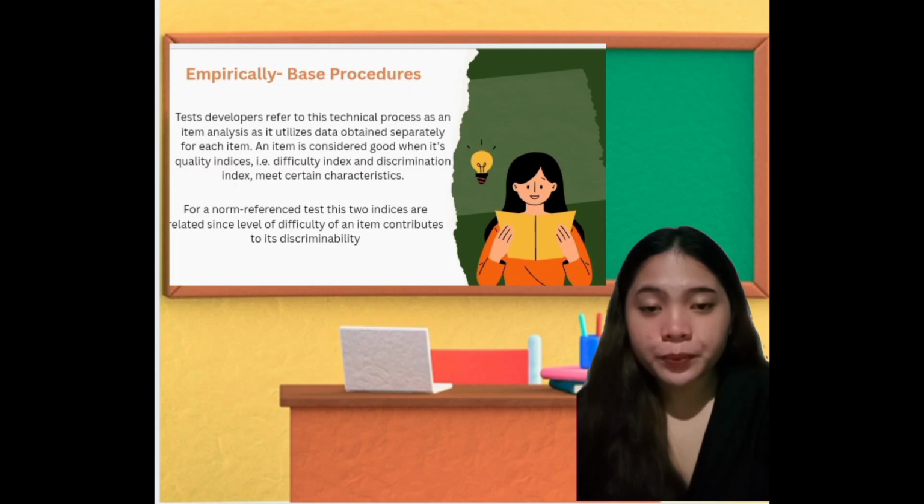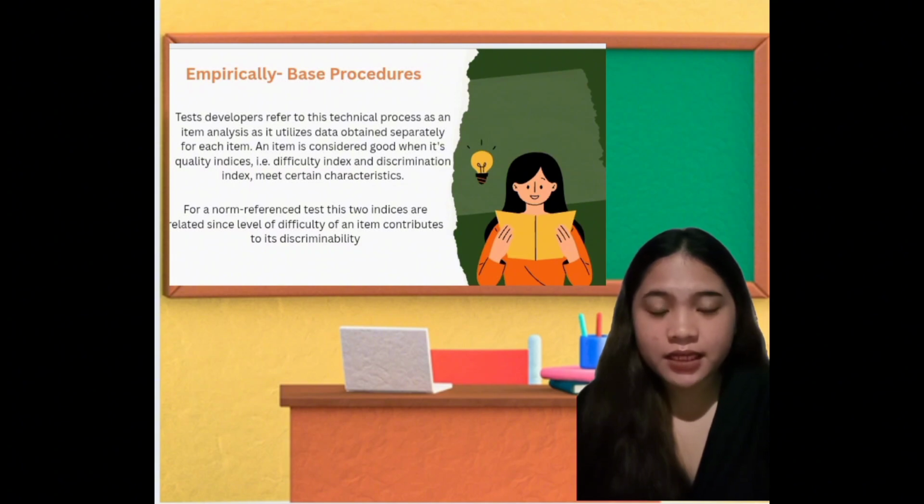So, let's move to empirically based procedures. So, item improvement using empirically based method is aimed at improving the quality of an item using students' response to the test. Test developers refer to this technical process as item analysis as it utilizes data obtained separately for each item. An item is considered good when its quality indices, difficulty index, and discrimination index meet certain characteristics.